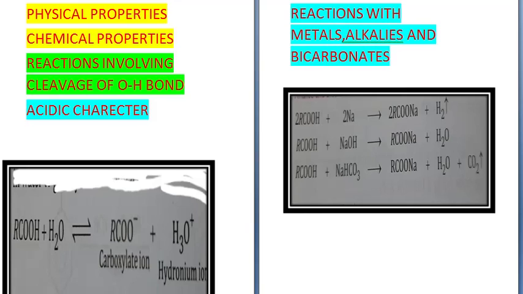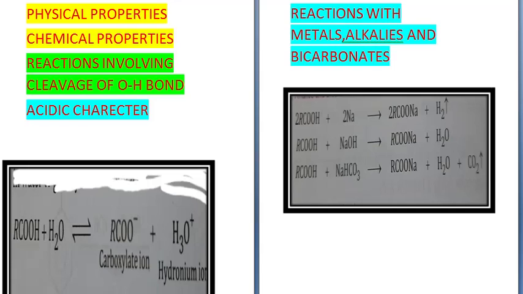Solubility decreases with increase in number of carbon atoms. Benzoic acid is nearly insoluble in water but soluble in hot water, benzene, ether, chloroform, etc. Now, carboxylic acids exist as dimer in vapor phase. Dimer means two molecules combined together by hydrogen bond.